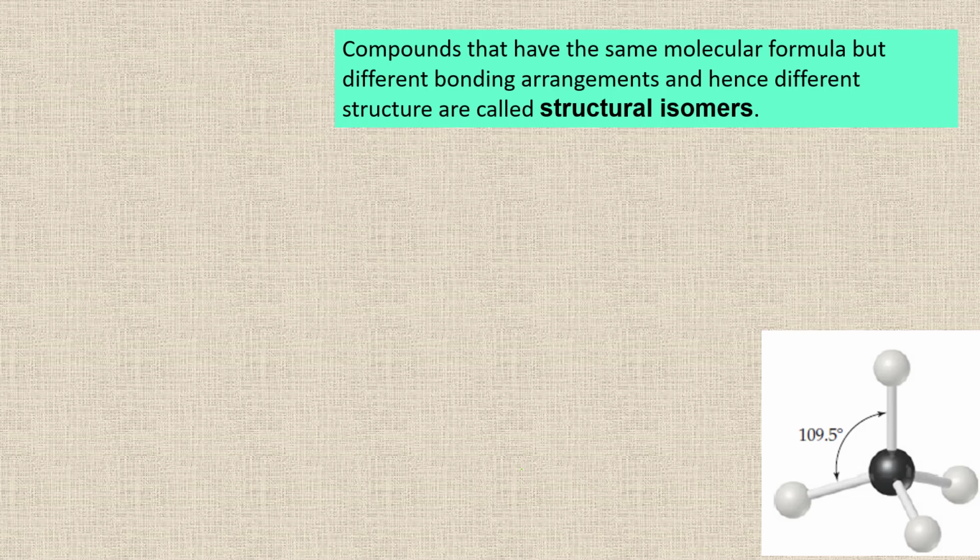Let's continue with the isomers. Iso means the same, and what we will discuss here is structural isomers. What are structural isomers? Compounds that have the same molecular formula but different bonding arrangements, and hence different structures, are called structural isomers. A different arrangement also gives a different name. That's why we will try to identify how many isomers would exist for the substance.